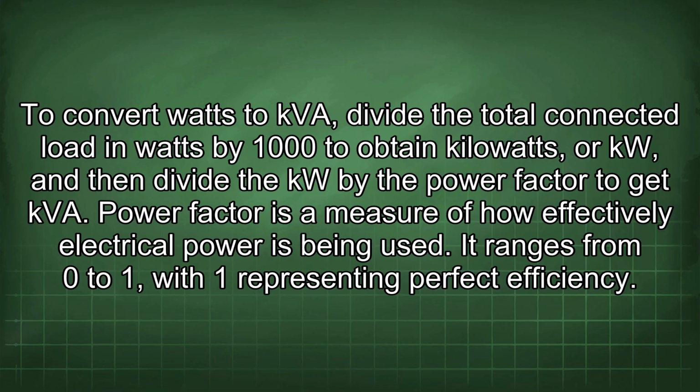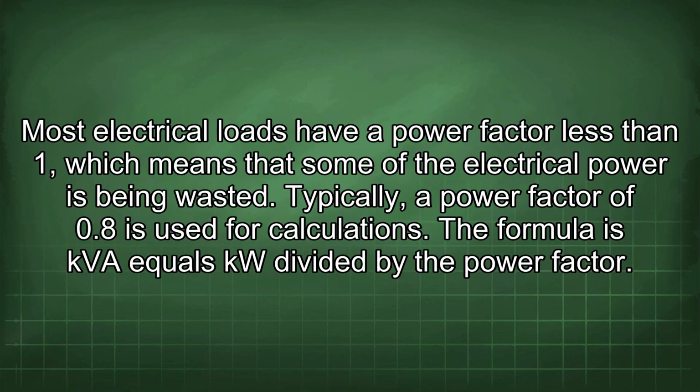Power factor is a measure of how effectively electrical power is being used. It ranges from 0 to 1, with 1 representing perfect efficiency. Most electrical loads have a power factor less than 1, which means that some of the electrical power is being wasted. Typically, a power factor of 0.8 is used for calculations. The formula is kVA equals kW divided by the power factor.